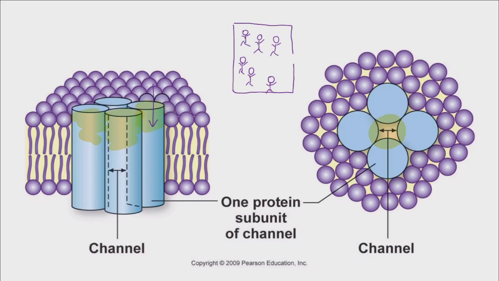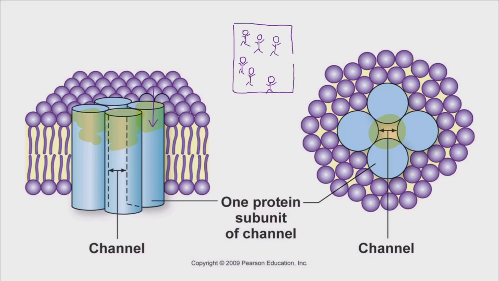And in the same way, if a channel protein got too big, had too big of a pore, then too many things would be able to get through. And it would no longer be selective. It would no longer be able to pick and choose what it allowed safe passage. And we do want our channel proteins to be specific for certain solutes.